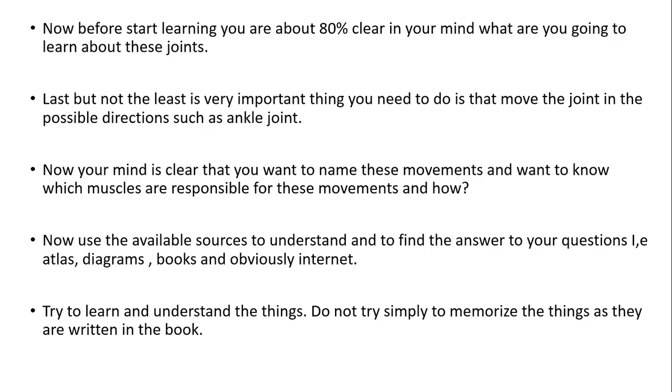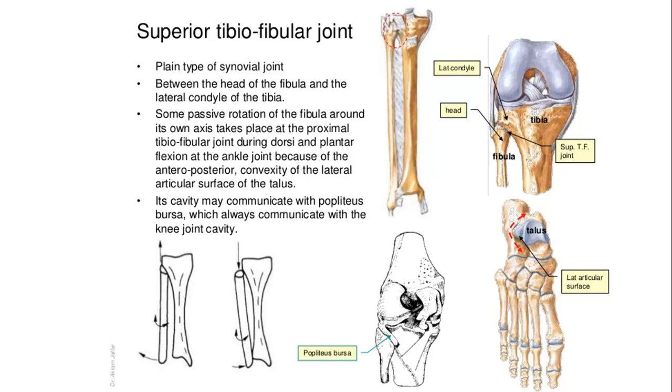Now we come to the joints. The first joint is the superior tibio-fibular joint. What we are seeing here is the upper end of the tibia, and here is the head of the fibula, making a joint with the tibia. Here is another diagram showing this, where the head of the fibula is connected to the lateral condyle of the tibia by a ligament.